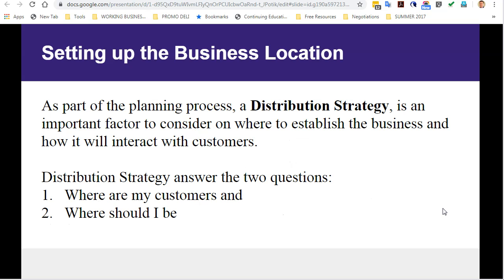As part of your planning process, a distribution strategy is an important factor to consider on where to establish a business and how it will interact with customers. Your distribution strategy is up to you. You get to decide where your business is going to be set up. You get to decide how you're going to interact with customers. A distribution strategy should answer the two questions: where are my customers and where should I be?